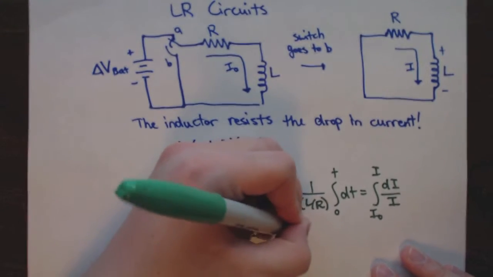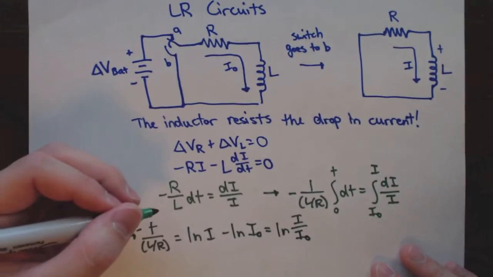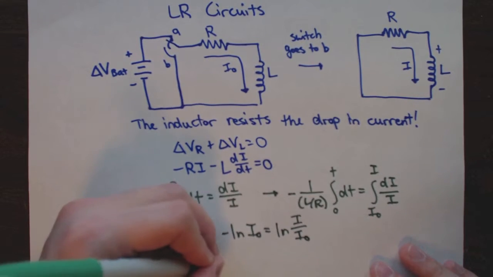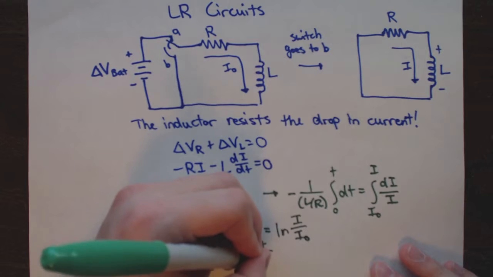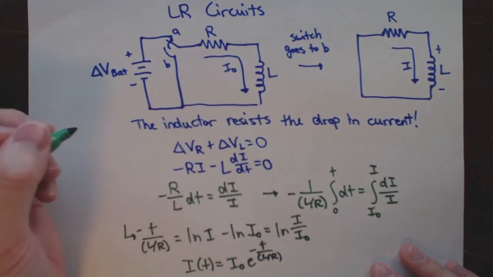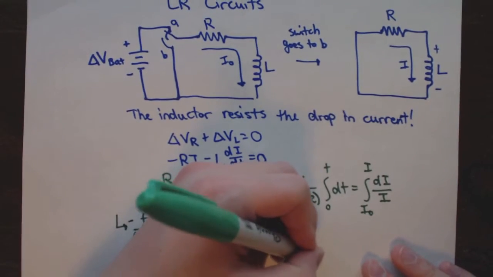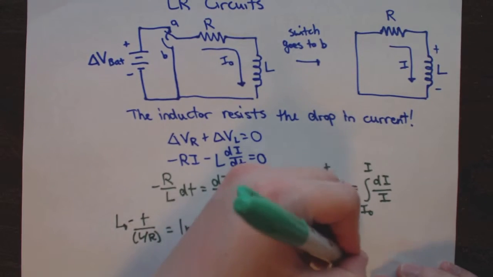Okay, so you collect your current terms. When you integrate, now you're integrating from the initial current to whatever current at some time later. That new current will actually be less, but it really doesn't matter. That's where the exponential decay is going to come in.